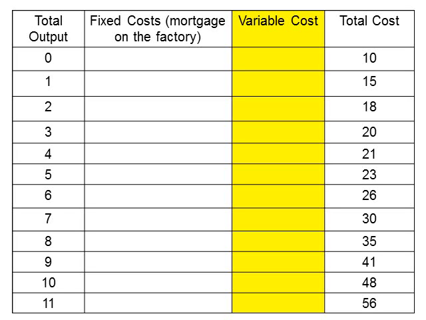The third column represents variable costs, in our case, labor. The fourth column represents the total manufacturing cost of printers.